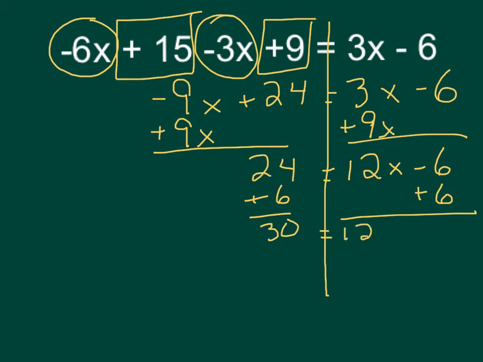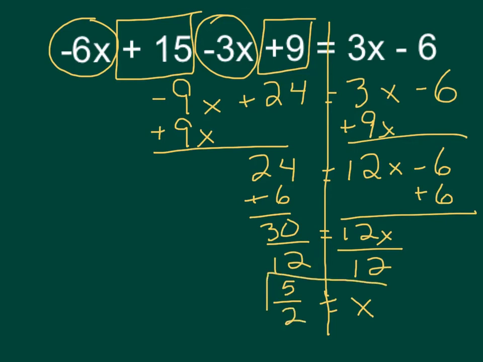Bring down our 12x. Divide both sides by 12. Well, on the right side of our equal sign, the 12's cancel and we have an x. Uh-oh, on the left side, well, gosh, 12 doesn't go into 30. That's okay. You don't always have a whole number for an answer, or even an integer for an answer. So we have 30 over 12, which we can simplify. 6 goes into both, so 30 divided by 6 is 5. 12 divided by 6 is 2. So x is equal to 5 over 2.